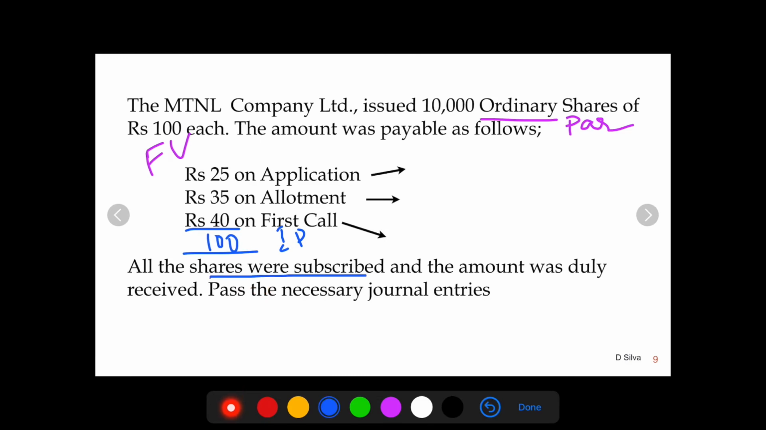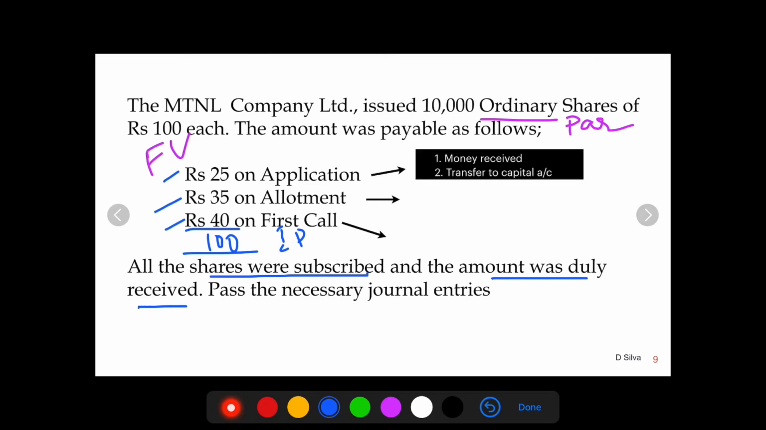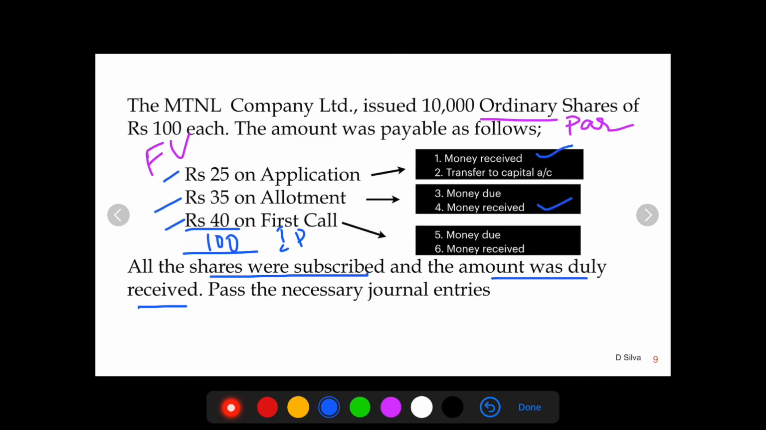The shares being subscribed is on application, allotment, and first and final call. The amount was duly received means on application we are going to receive the money, that is in the first journal entry, followed by in the next set of journal entries, that is on allotment, we are going to receive the money, and at the last on first and final call also we are going to receive the money. Pass the necessary journal entries.